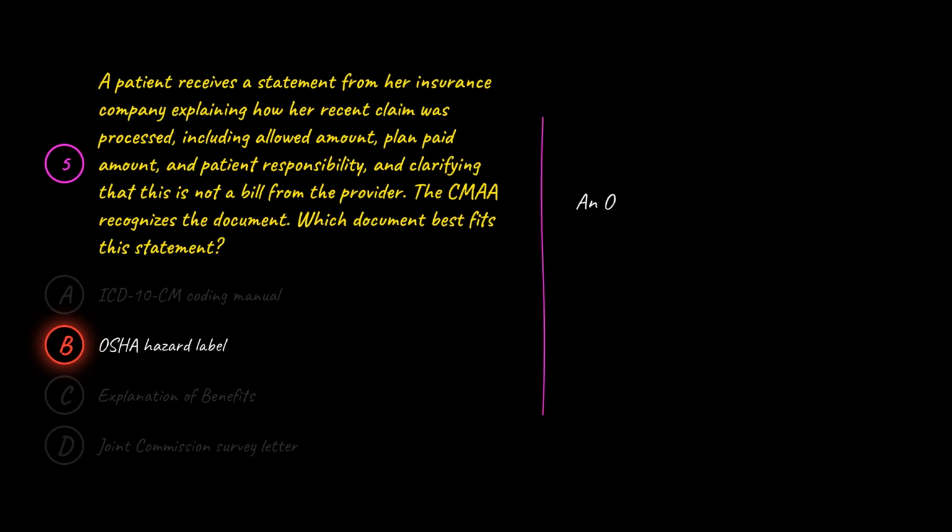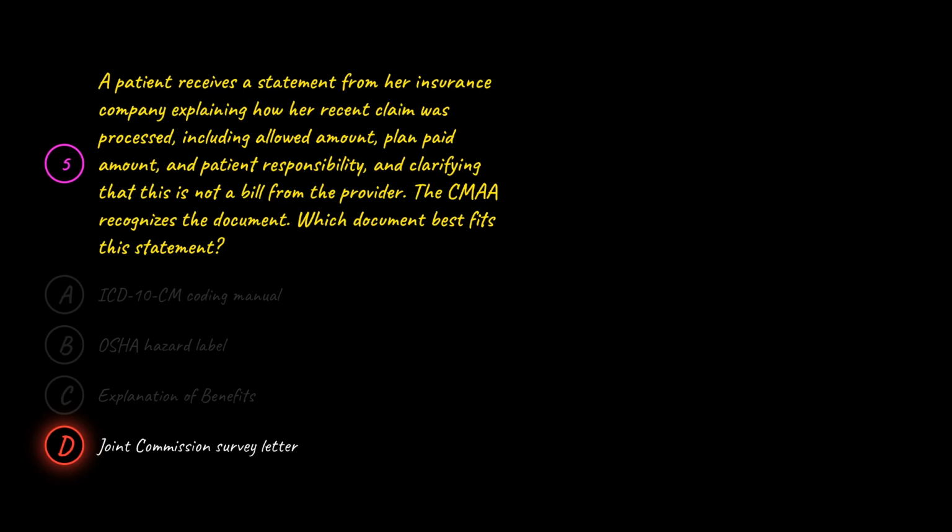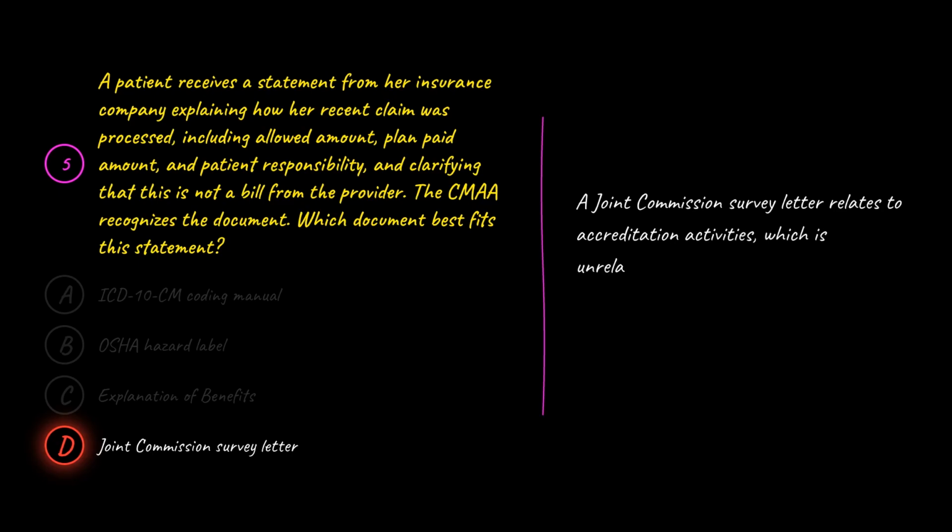B is wrong because an OSHA hazard label appears on chemical containers in workplaces, which is unrelated to a patient-facing claim summary describing how a claim was processed by the insurance company. D is wrong because a Joint Commission survey letter relates to accreditation activities, which is unrelated to the patient-facing claim summary that the patient has received from her insurance company today.